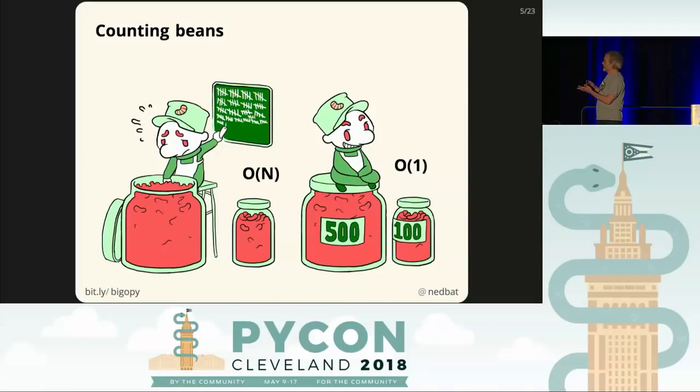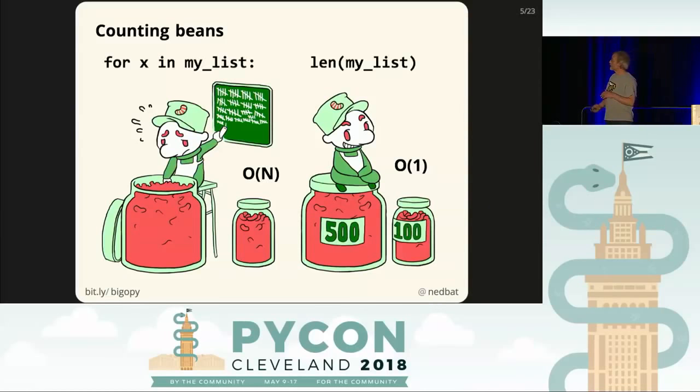O of N is slower in the long run than O of 1. And this is a silly real-world example, but for instance, when you do for x in my_list, you have an O of N operation because you have to look at every element in the list, every bean in the jar. When you do len(my_list), you don't have to look at the elements of the list at all. Turns out Python lists are kind of like those jars on the right. The length of the list is written on a label on the outside of the list. And so no matter how long the list is, getting the length of the list is a constant time operation.